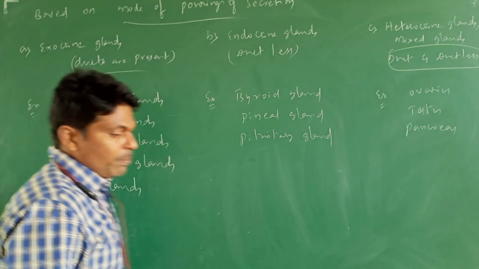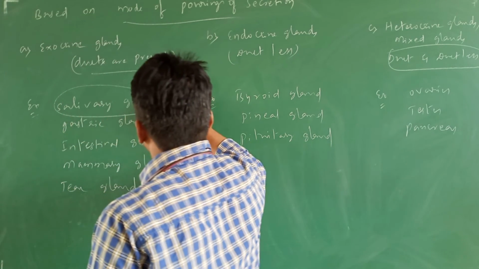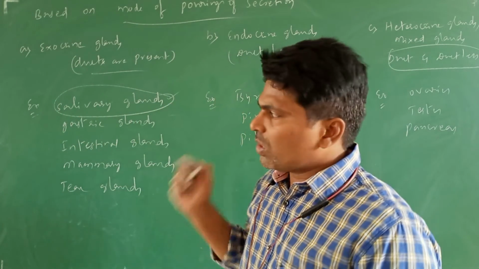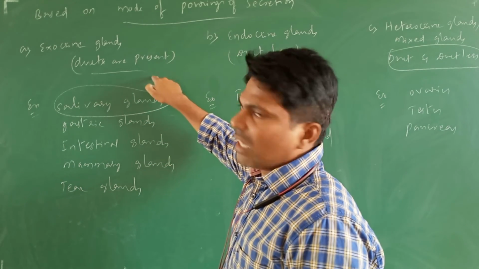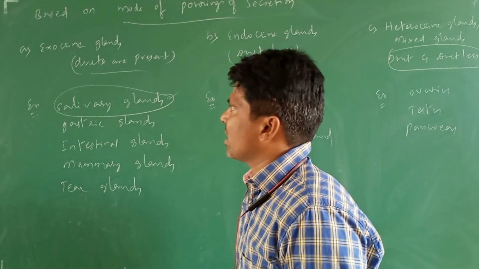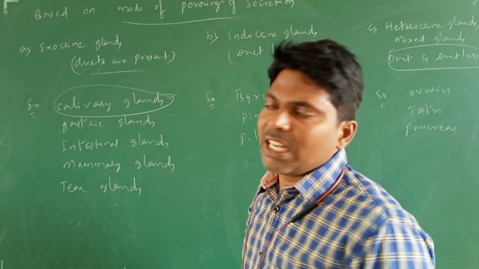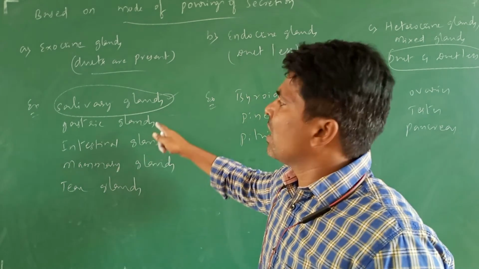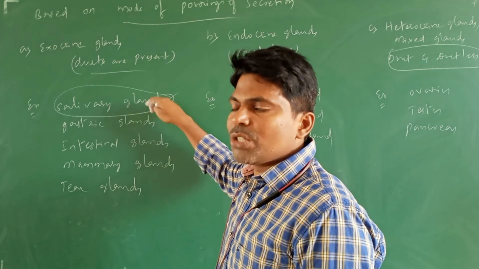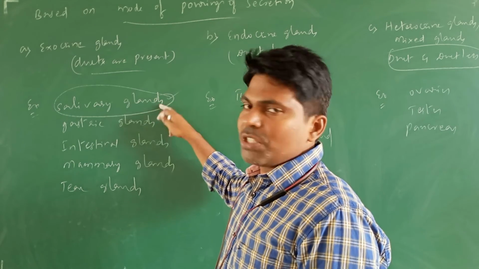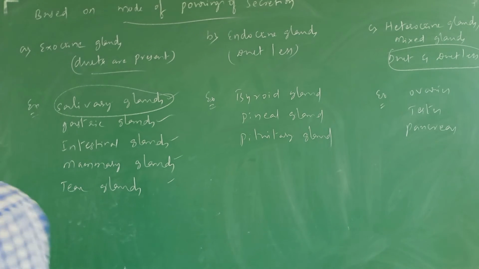Exocrine glands release their secretion outside. Simply, for example, salivary glands. The salivary glands release their secretion through ducts, because these have ducts. That's why they are called duct-presenting glands. Here we have Stenson's duct, Wharton's duct, and Rivinus ducts. All these secretions are secreted through their ducts.